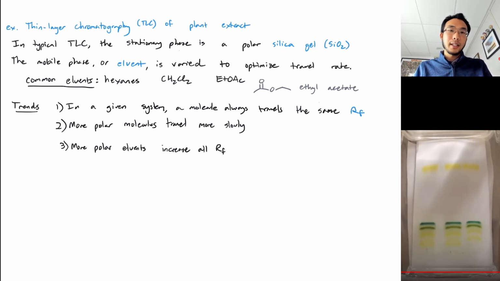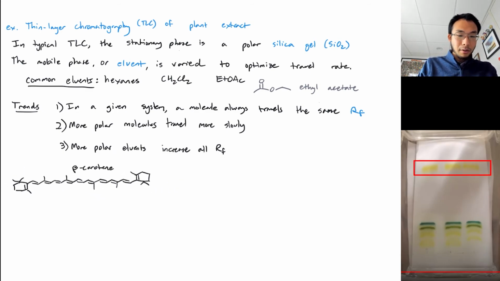So in this example video of a TLC, we can see that there are multiple different bands. So let's take a look at what these extracts are in the plant. The very top there, the molecule with the highest RF value, turns out to be called beta-carotene. Its line angle drawing looks like this right here. The fact that it has the highest RF value should tell you that it's the most nonpolar substance in this mixture that was spotted on the TLC plate.